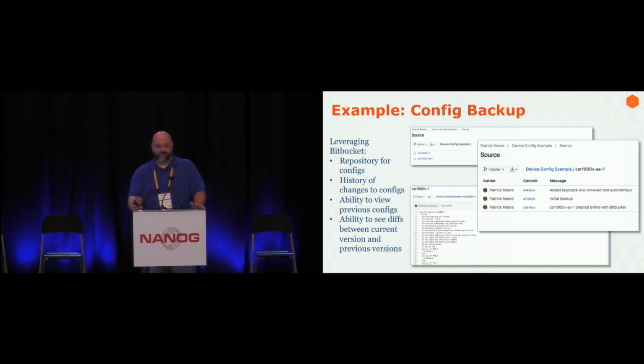So config backups, you can write playbooks that'll pull the config, store it out into Bitbucket. Pretty simple. This part of it's pretty straightforward. The big thing about storing it in something similar to Bitbucket or something that has similar capabilities is the ability to see the history of those changes over time, being able to see the difference in the previous configurations or pull a previous configuration to roll back to that config if you need to.